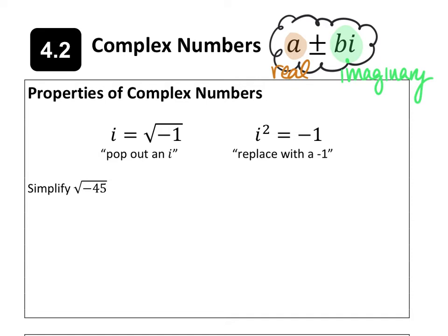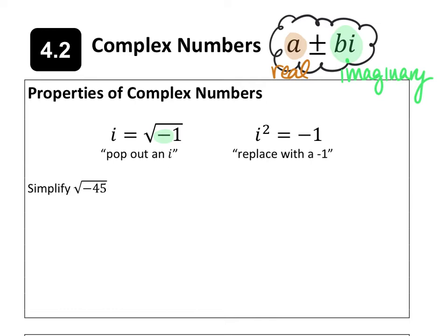Most importantly probably is these two properties right here. The imaginary number comes from the fact that when you take the square root of a negative number, the negative is going to pop out as an I.